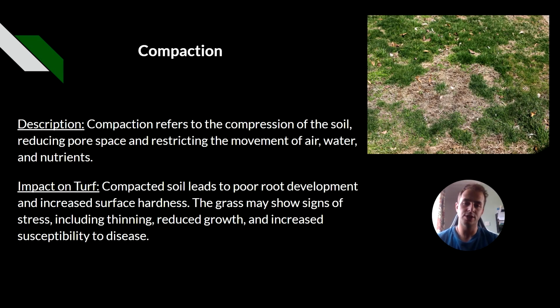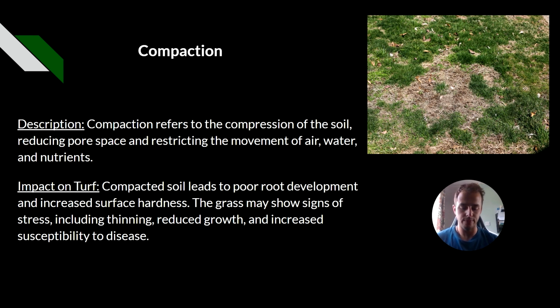Compaction, another major issue within lawns, sports turf and grasses. Compaction refers to the compression of soil, reducing the pore space and restricting the movement of air and water and nutrients. Obviously, with something like cricket, we want compaction on a wicket. That is the aim of what we're trying to produce. We're trying to produce a hard surface, so we're trying to get rid of the pores within the soil.